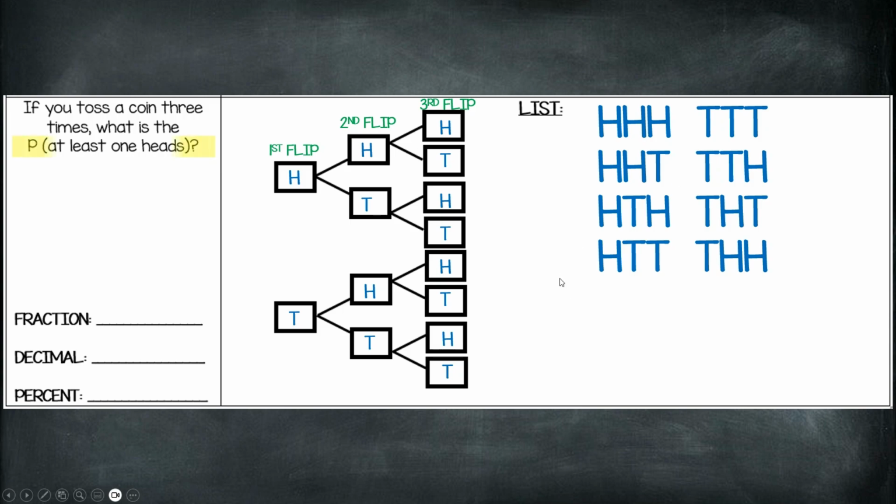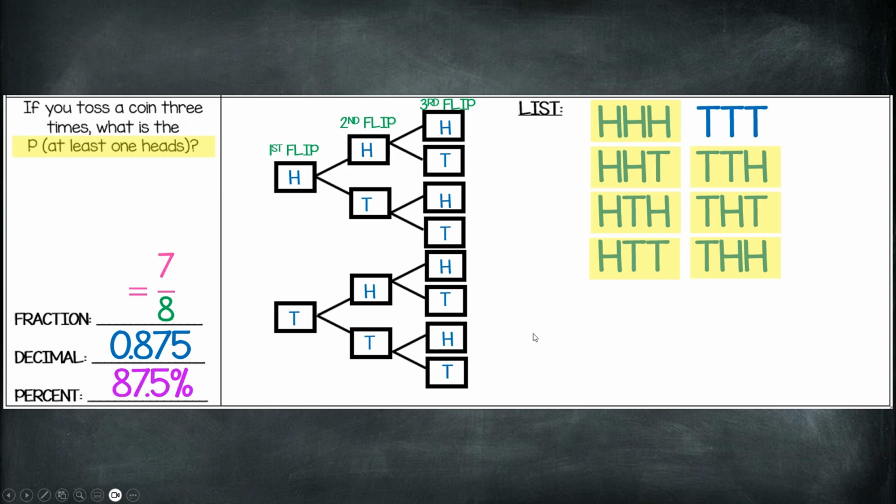Well, all but one of those has at least 1 heads. The only one that doesn't have at least 1 heads is the tails, tails, tails. So our fraction here would be 7 out of 8. Our decimal is 0.875, and our percent is 87.5%. That's it. Your notes are completed.